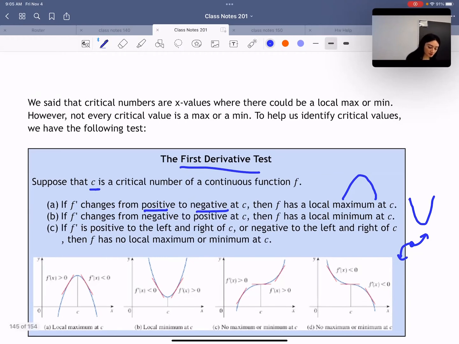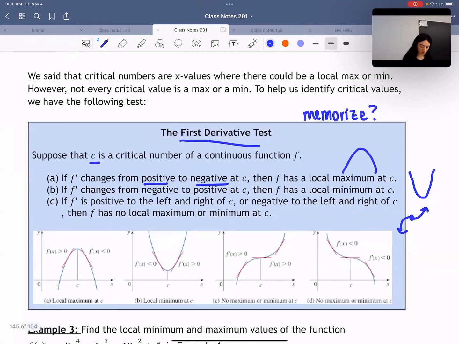You can either memorize this, okay? Or you could just think about what it's saying and piece together the meaning of increasing and decreasing, okay? All right, let's actually put this together in an example and see how this plays out.